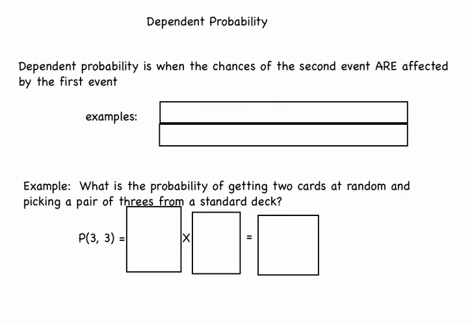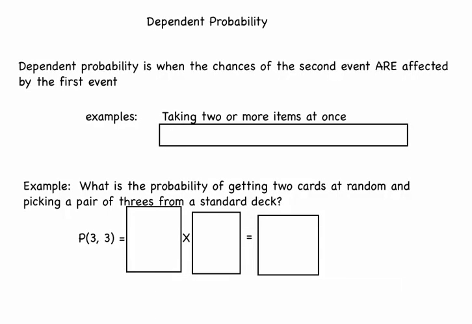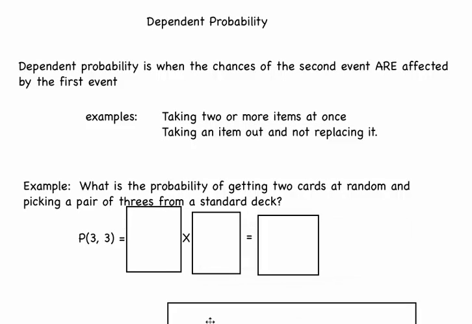The next one we're going to look at is dependent probability. Dependent probability is whenever the chances of the second one are affected by the first one. There are some examples of this. One is when you take more than one item, or taking 2. The next is taking an item out and not replacing it. So let's look at this example. What is the probability of getting 2 cards at random and picking a pair of 3s from a standard deck?